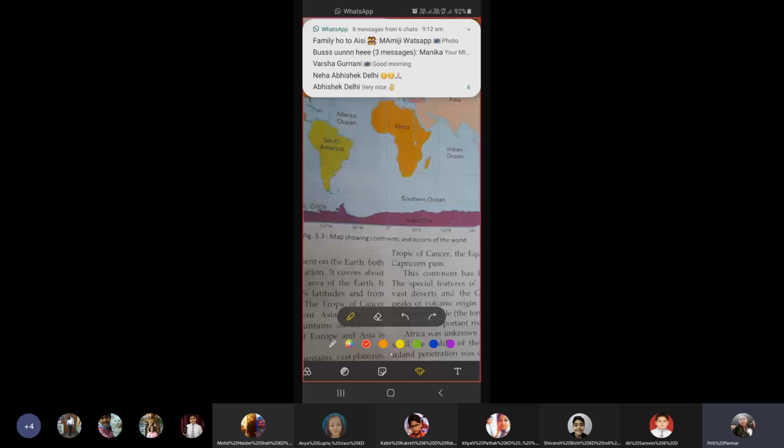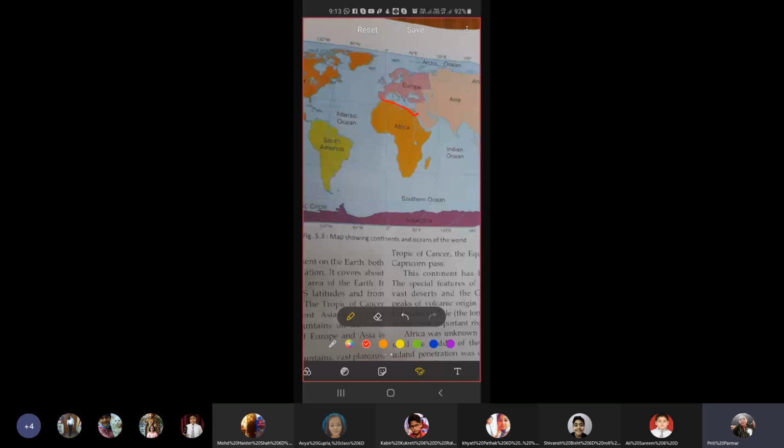So this portion is the Mediterranean Sea, and it is separated from Europe. This is Europe. So Europe is separated from Africa by the Mediterranean Sea. Then they told us that the continent is connected to Asia by a narrow strip of land called the Isthmus of Suez. It is connected with Asia through this narrow strip of land, this area. Can you see here? So, this is the Isthmus of Suez.